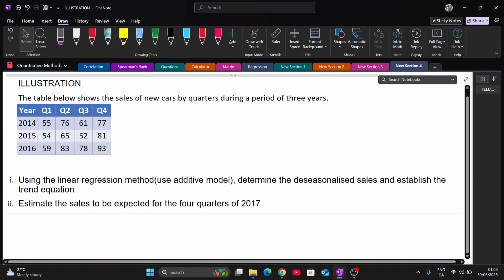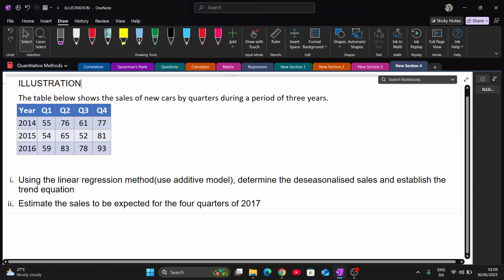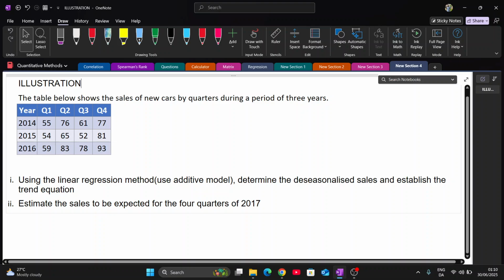Welcome to another video on illustration on the additive model. In a previous video, we used the method of moving average to find a seasonal index, or the seasonal variation, and we deseasonalized the data. In this illustration, we are going to use the other method, the linear regression method, to find the seasonal variation or the seasonal index.